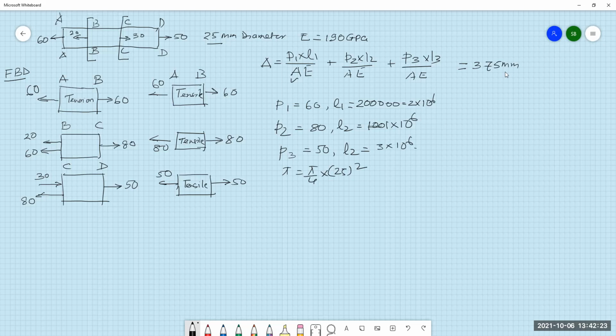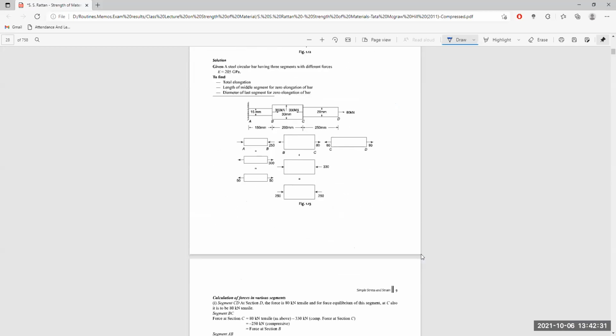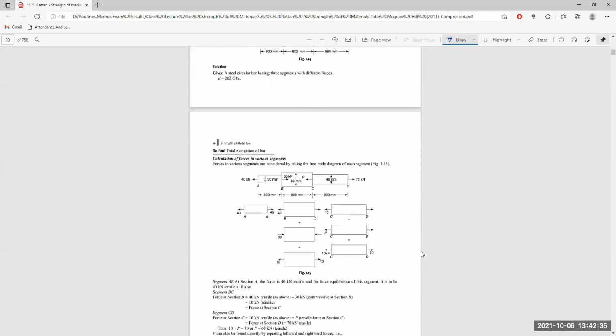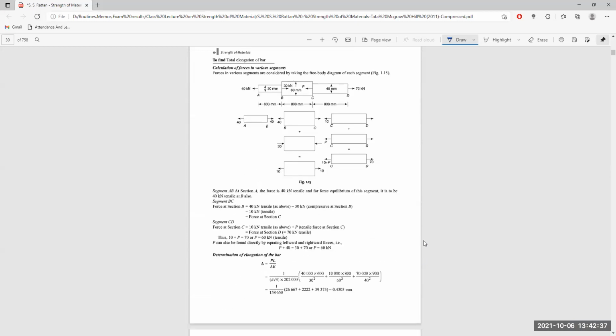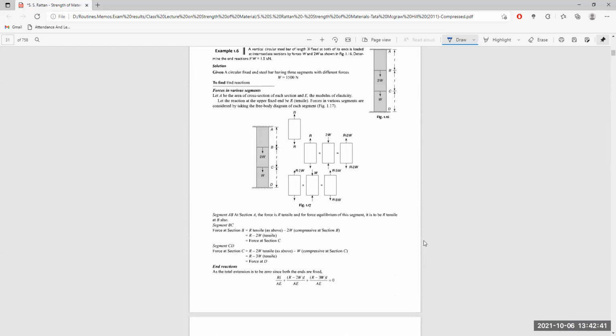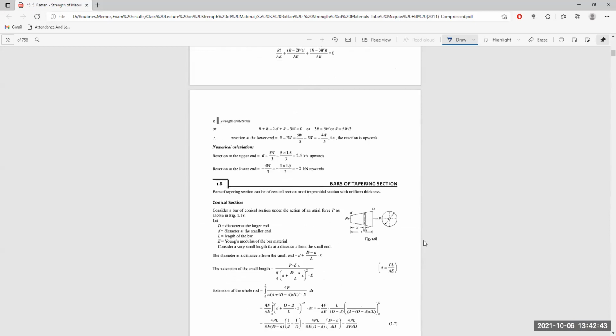Let us go through another portion of this chapter. Some other problems are there that you have to calculate time and again. This is a different type of problem.